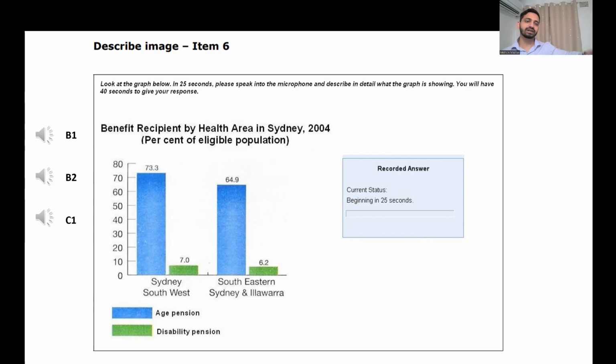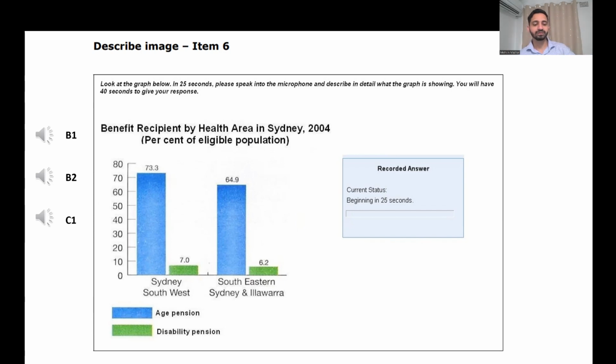On the left-hand side, you have the eligible percentage of populations, right? So this is 73.3% and 64.9%. You've got about 7% of people receiving the disability pension in the Western areas, and about 73.3% receiving the age pension, and in southern areas about 64.9% of people receive age pension, and about 6.2% receive the disability pension. Okay, so that's quite a lot to talk about here, and it's pretty straightforward as well. I don't think this should be a hard one.